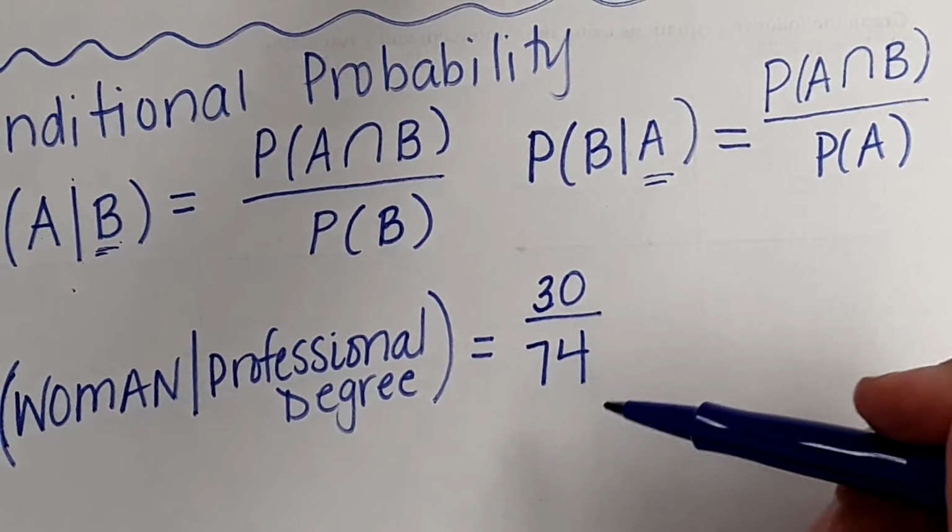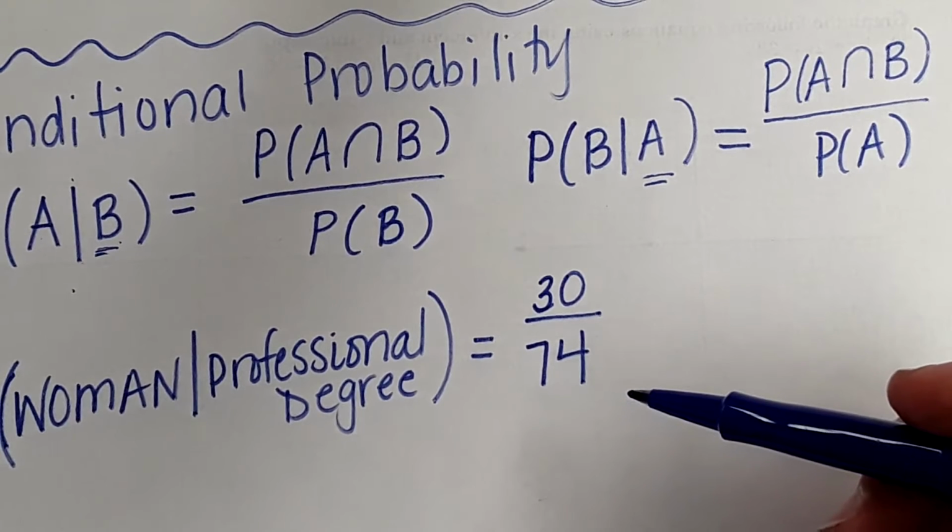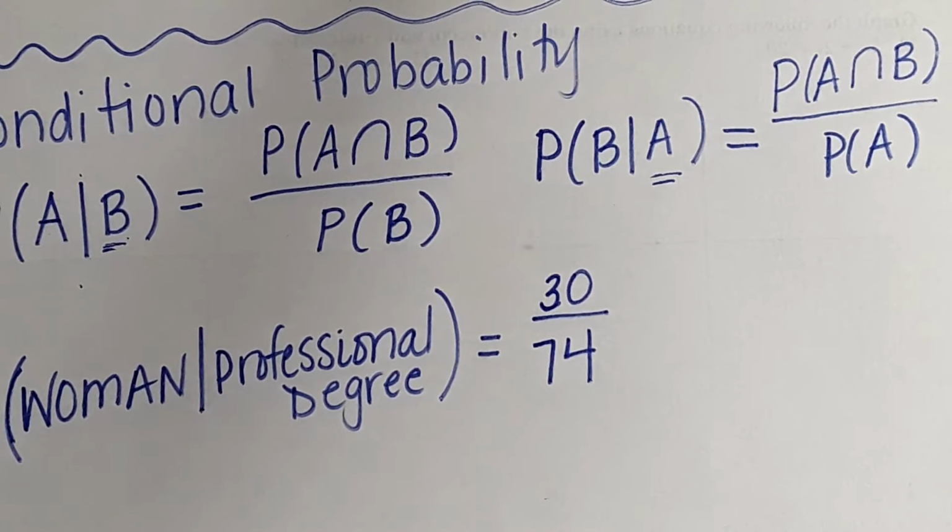You can leave it like this, or you can change it into a decimal if you want to. But you guys, you should never just go straight to a decimal. You should always write the fraction first. Okay?